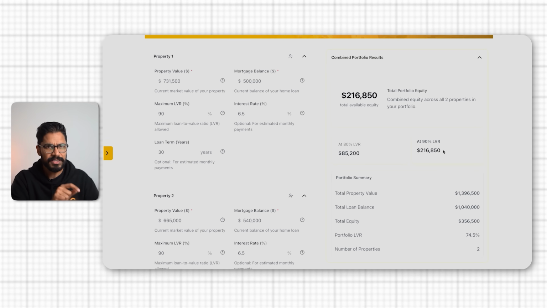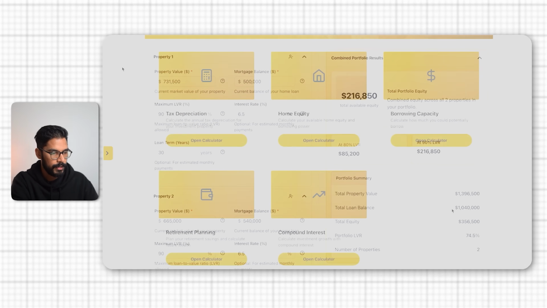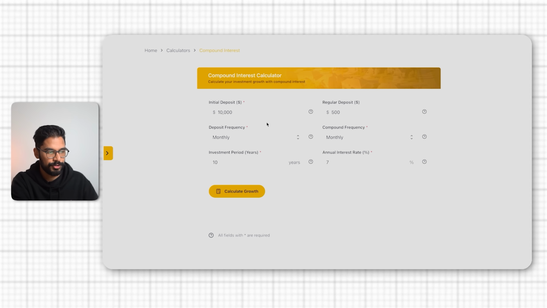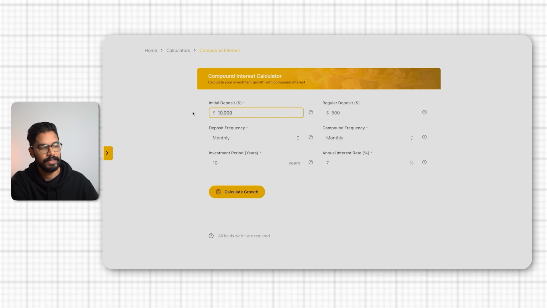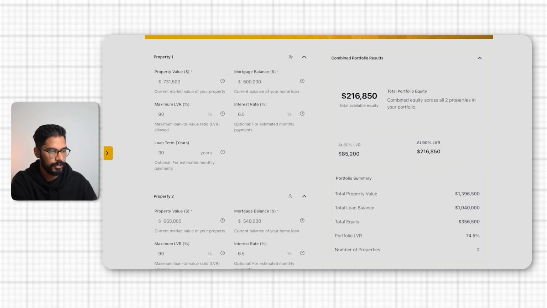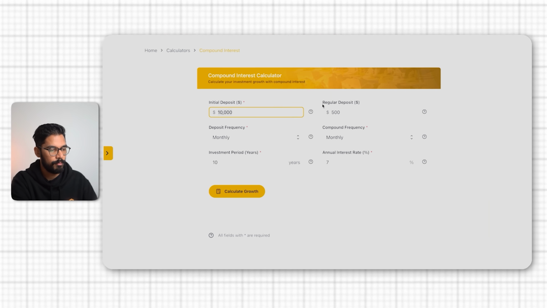Well, what I want to do is see what this looks like with just 2 properties over the next 10 to 15 years. That's where we go to our other calculator. So we go here and we can go into the compound interest calculator. What we see is the initial deposit. In this case, our portfolio is worth almost 1.4 million, so we're just going to round that up because it's easier. We're going to say there's no regular deposits, no deposit frequency, and we're going to compound this annually.